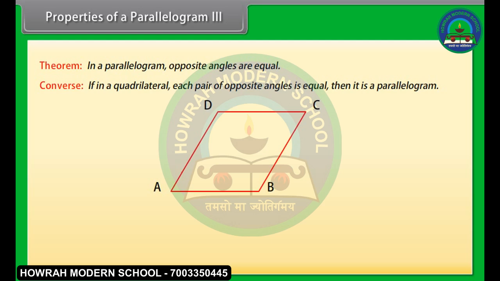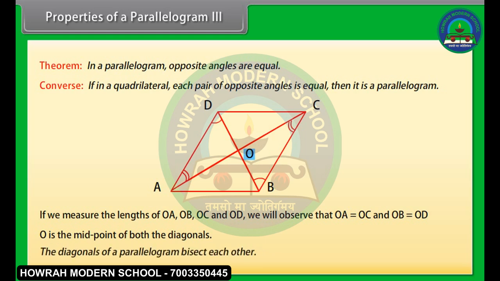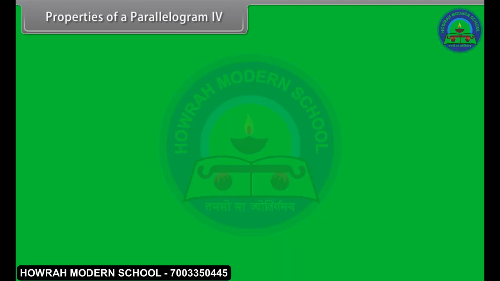Now let us find one more property. Draw a parallelogram ABCD and draw both its diagonals intersecting at the point O. If we measure the lengths of OA, OB, OC and OD, we will observe that OA is equal to OC and OB is equal to OD. Or we can say that O is the midpoint of both the diagonals. If we repeat this activity with more parallelograms, we will find that O is the midpoint of both the diagonals. This gives us a new theorem which says the diagonals of a parallelogram bisect each other. Properties of a parallelogram 4.